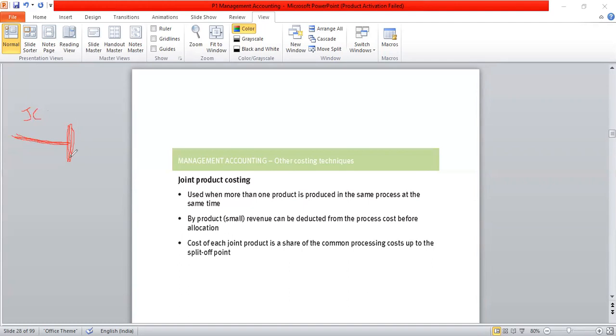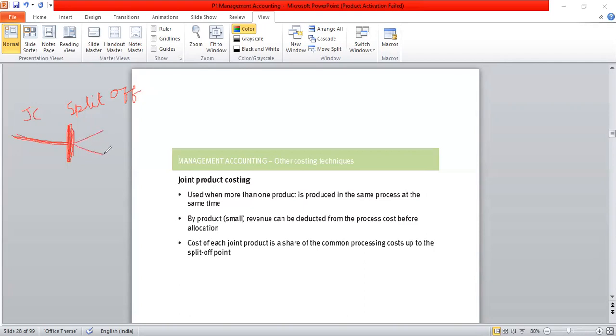Because these are three different products, it is only in the initial stages that the process is the same and the cost incurred is also the same. So there comes a point which we call the split off point. It's a point where these products are separated. Let's name them as product A, product B, and product C.